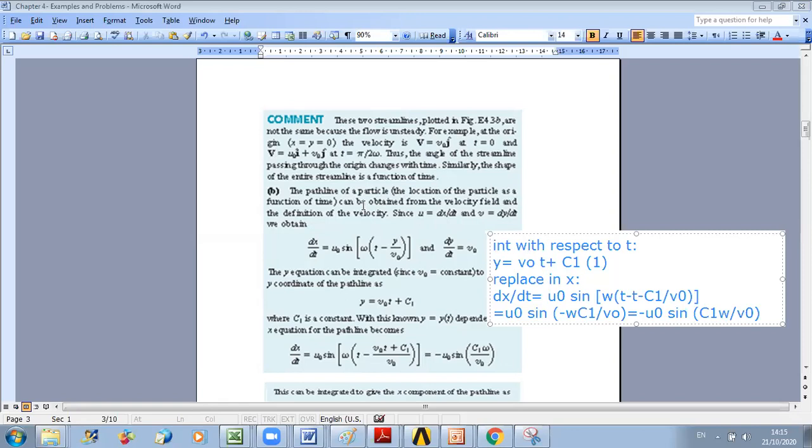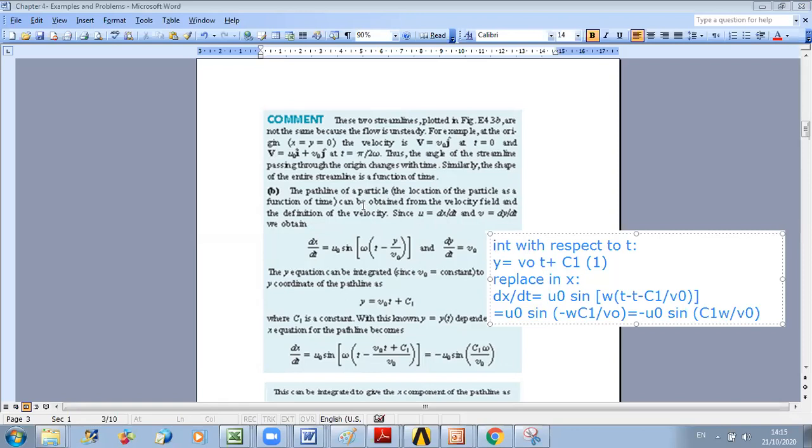Okay? So here you cannot integrate and consider that y is constant. No, because y is a function of t. It's not a variable parameter like time. It's a function of time.